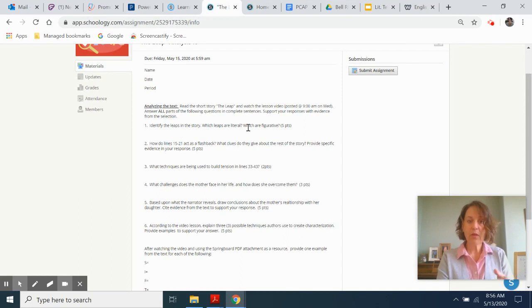So which leaps are literal? Literal means they actually happened. They're real. Figurative, and we talk all the time in literature about figurative language. So figurative means like on a different level. Think of the symbolism that's taking place. That's what a figurative example might be. So think about those in the story.